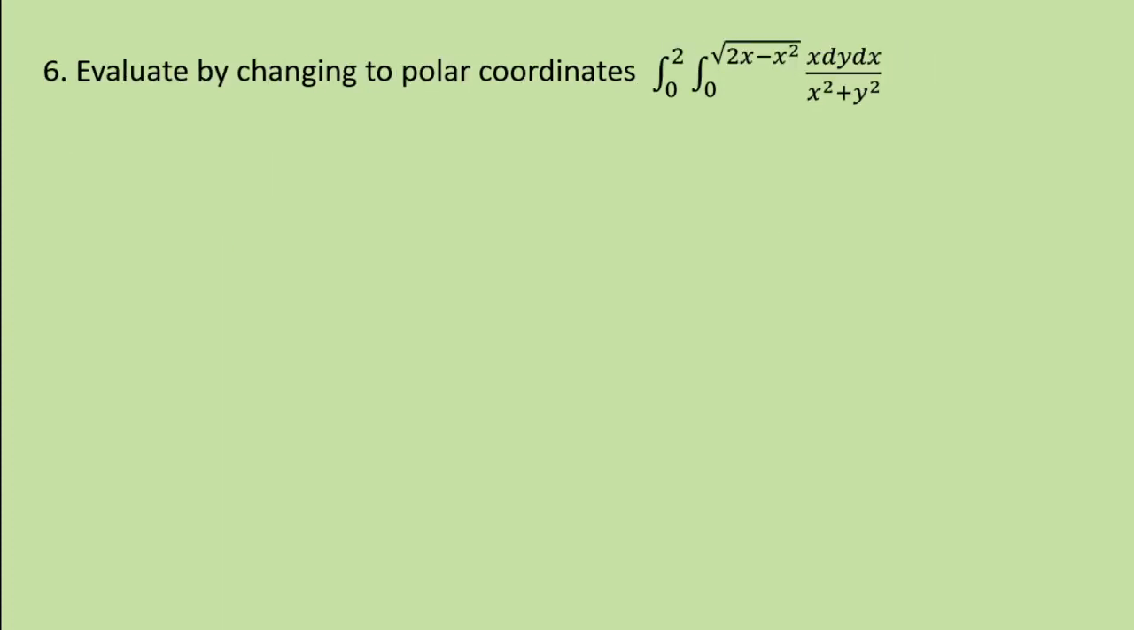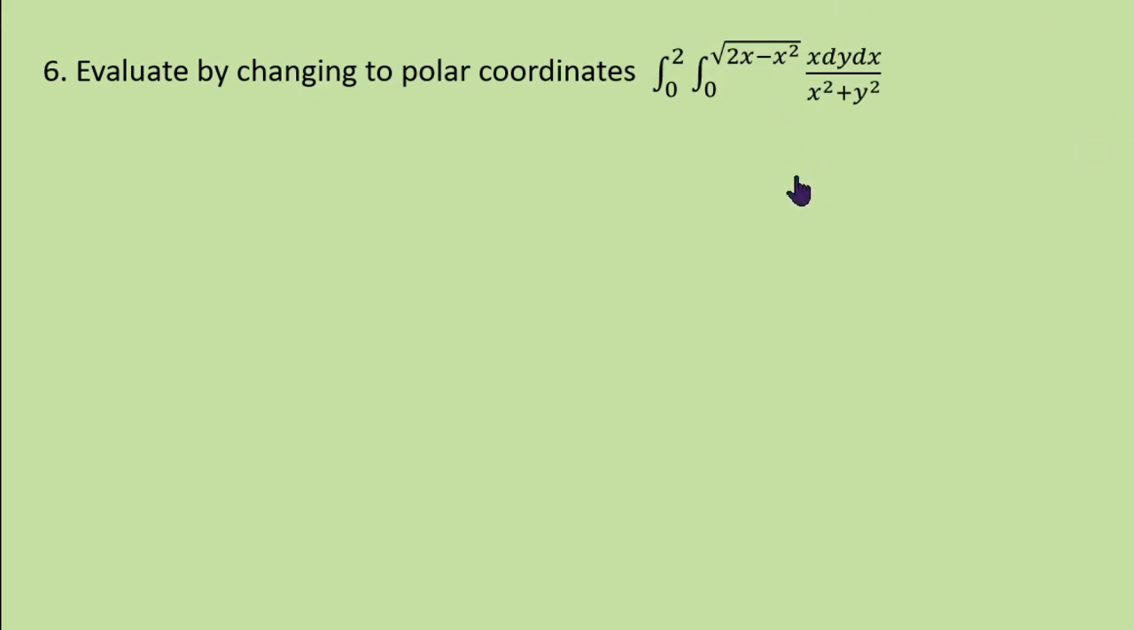Okay. Now, one more question. Evaluate by changing to polar coordinates. x varies from 0 to 2. For every x, y varies from 0 to root 2x minus x square. Here, sometimes it looks very complicated, but actually it's very easy. Either you convert the upper limit of y to polar form, you'll get the idea. Otherwise, just go to the concept you studied in second PU.